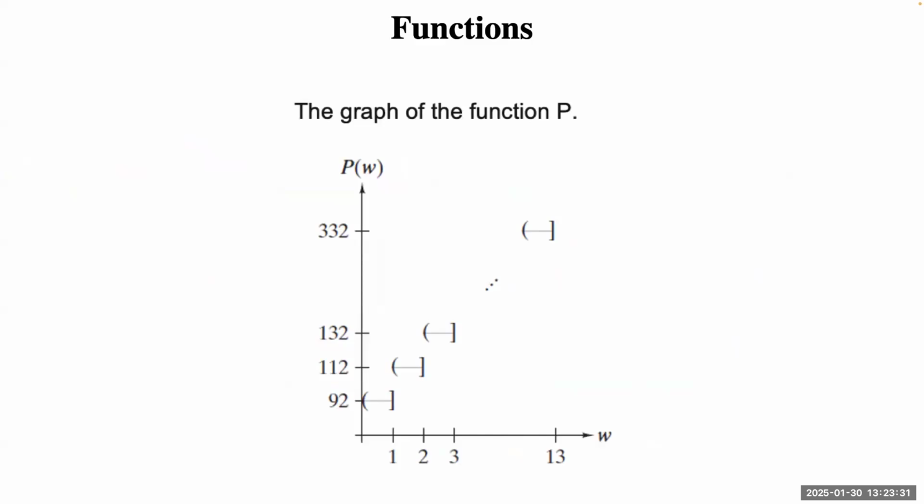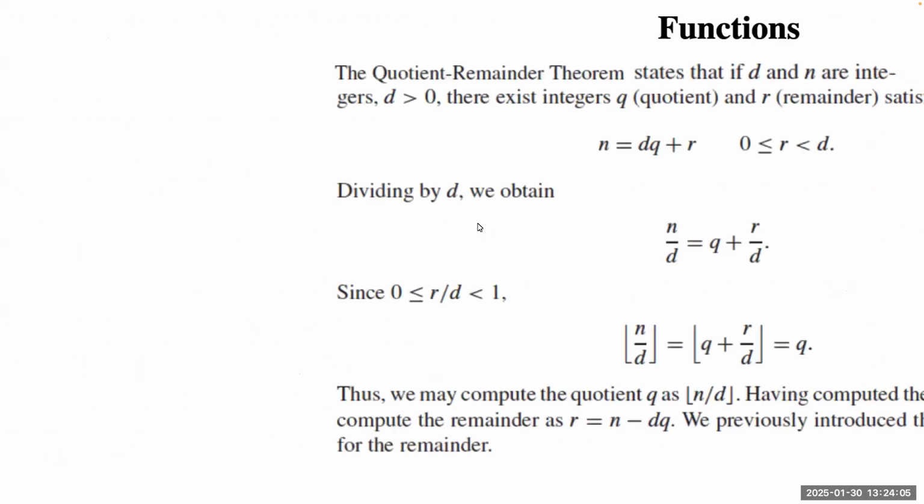Here's the graph of the postage weight function. If you're 1 ounce or less, you're 92 cents. If you're 0 ounces, you're 0. That's why it's an open bracket. Once you go above 1, anything from 1 to 2 ounces is 112, anything from 2 to 3, and so forth. So there's a use for the ceiling and floor functions.